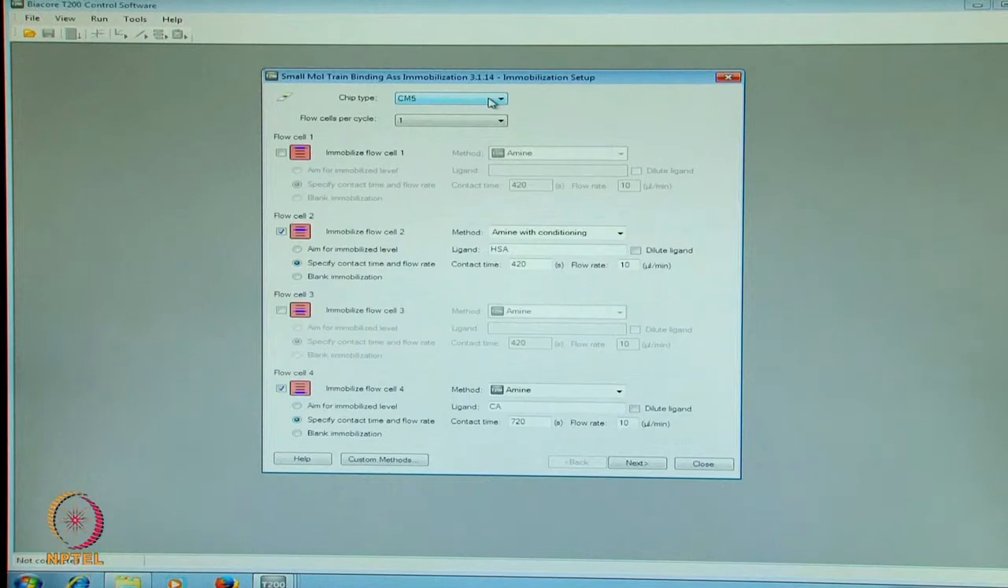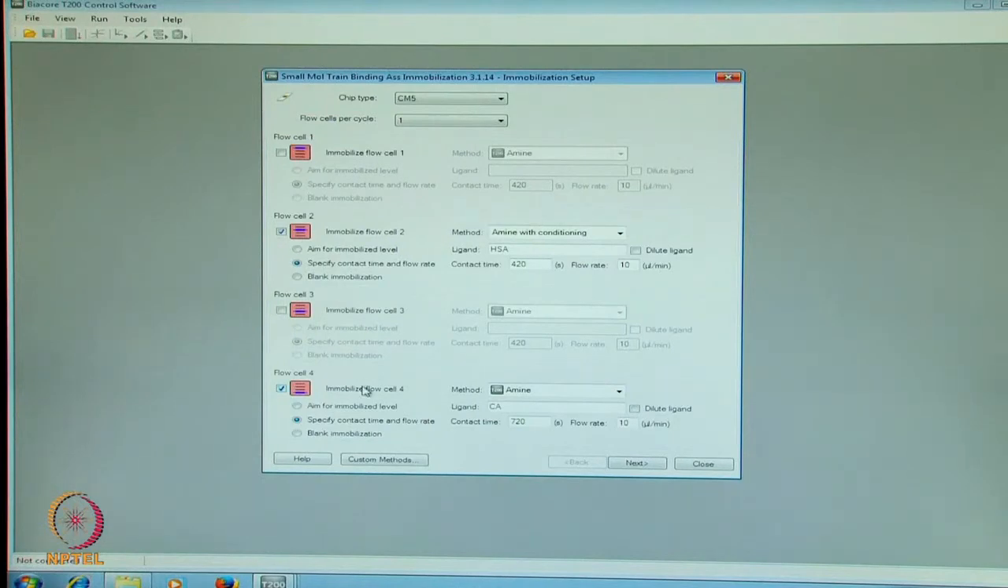So, the chip selected is CM5, flow channels per cycle is 1. On flow channel 1, we leave it blank, and flow channel 3 also we leave it blank. Flow channel 2, human serum albumin is immobilized with a specified contact time of 420 seconds and flow rate of 10 microliter per minute.